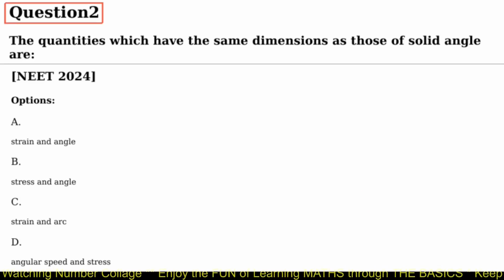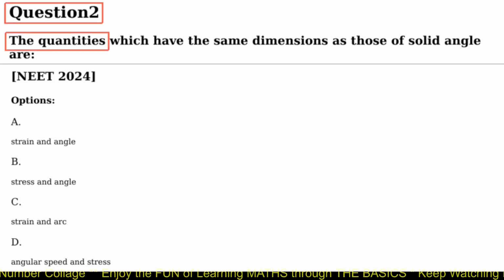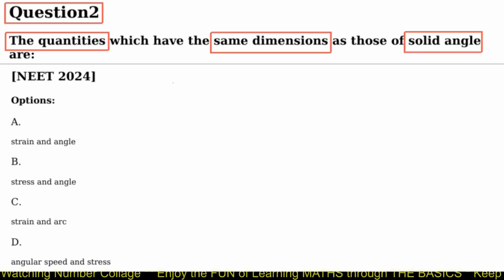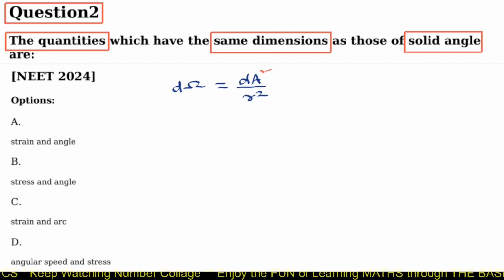Question 2. We have to find the quantities which have the same dimensions as those of solid angle. Now solid angle d omega is dA upon r square. Here both area and r square have same dimensions, so they get cancelled and solid angle becomes a dimensionless quantity, M raised to 0, L raised to 0, T raised to 0.